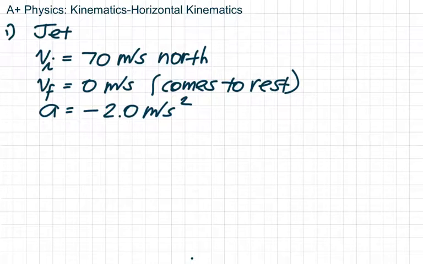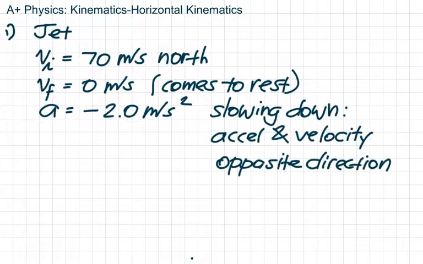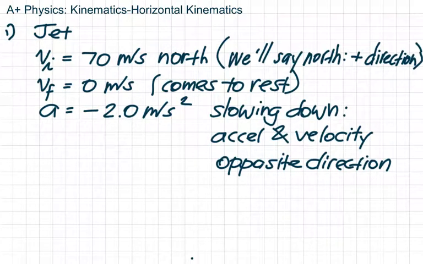So don't automatically think that negative acceleration means slowing down. Slowing down is when the acceleration is in the opposite direction of the velocity. Speeding up is when the acceleration is in the same direction of the velocity. You can think of it as when you're speeding up, the acceleration is acting with you, but if you're slowing down, the acceleration is acting against you. So we wrote down our given information. The next thing we identify is what are they looking for? What's our unknown? So number 1 wants to know how far the jet went.